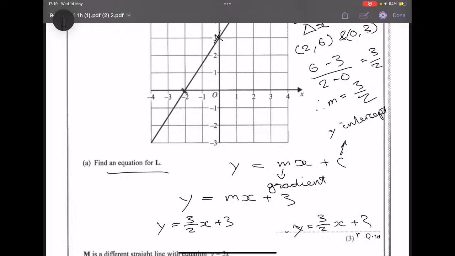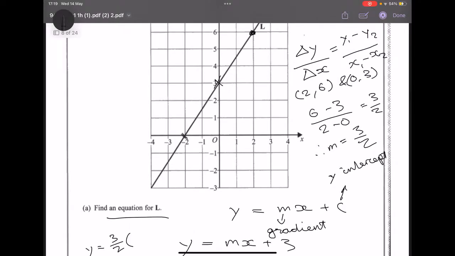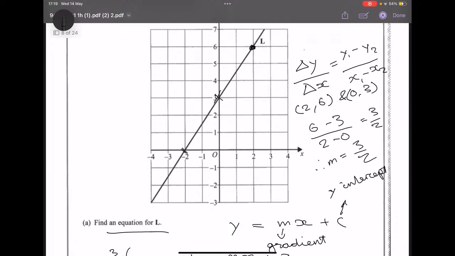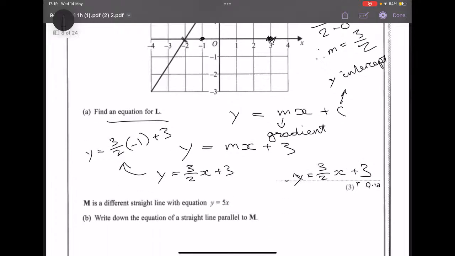Now, if you want to check if this works, you would get your equation for the line, y equals 3 over 2 x plus 3, and instead of writing x, you'd sub in a coordinate. Let's say you sub in minus 1. You'd sub in minus 1 and add 3. That would give us minus 1.5 plus 3, and that gives us 1.5.